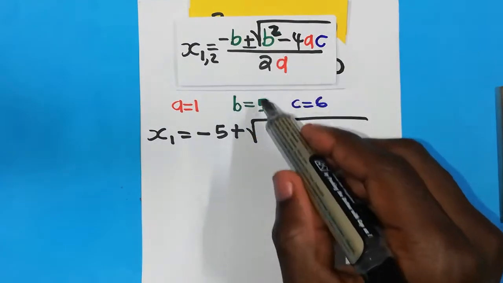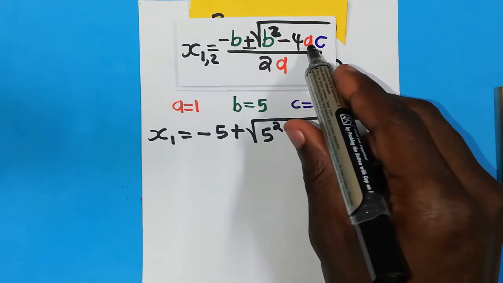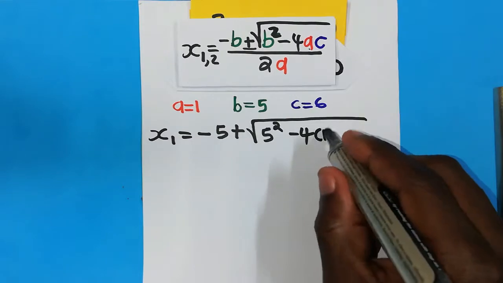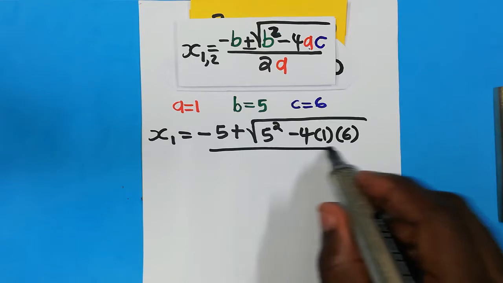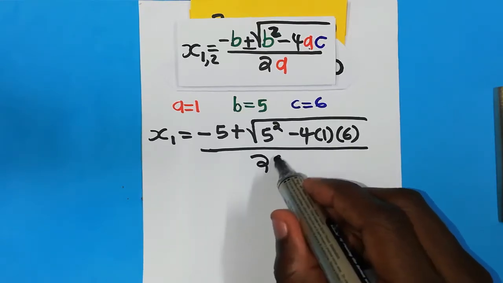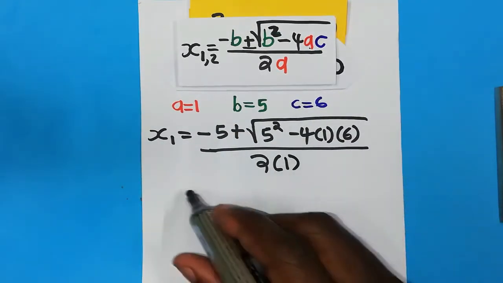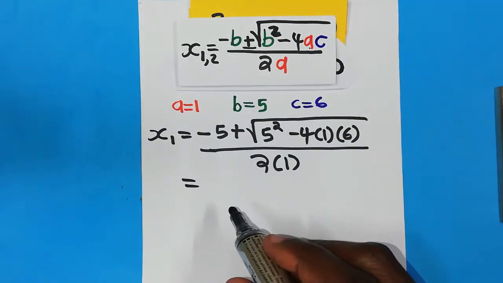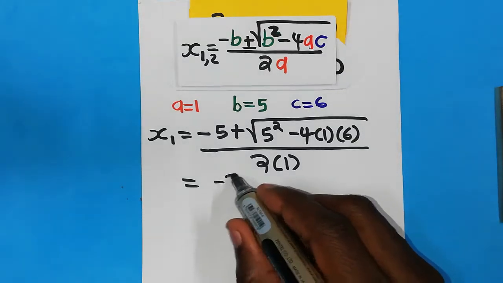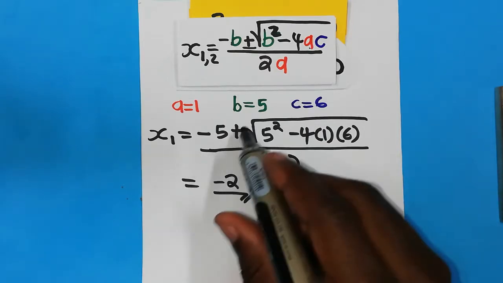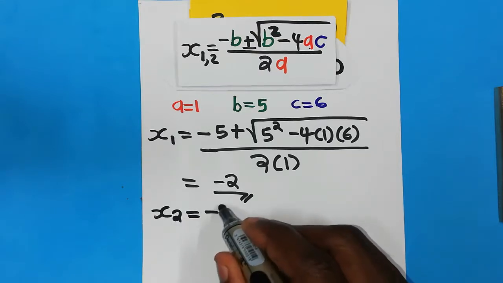Now, here is b, I'm going to put 5, and that's squared, minus 4. And here it's a, I'm going to put 1. And there is c, I'm going to put the value of c, which is 6. Over 2, and this is a, I'm going to put it there as 1. Now, the answer that you get here will be minus 2. If you change the sign to a negative, you're going to get minus 3.